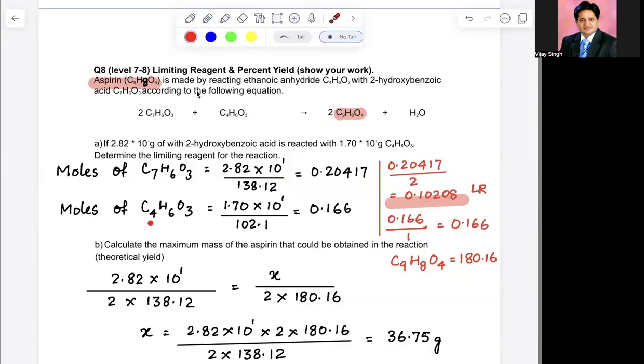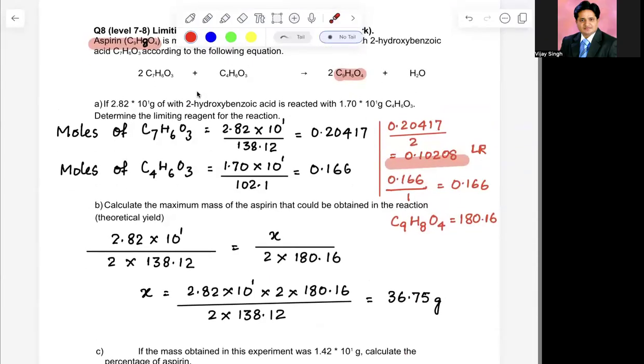Then number of moles of C4H6O3, that's the mass, which is 1.70 times 10 raised to the power 1 divided by 102.1. That gives you 0.166. Now, once you have the moles, you divide by their coefficients. So this one is divided by 2, this one is divided by 1, and the smaller one would be the limiting reactant. So C7H6O3 is the limiting reagent.